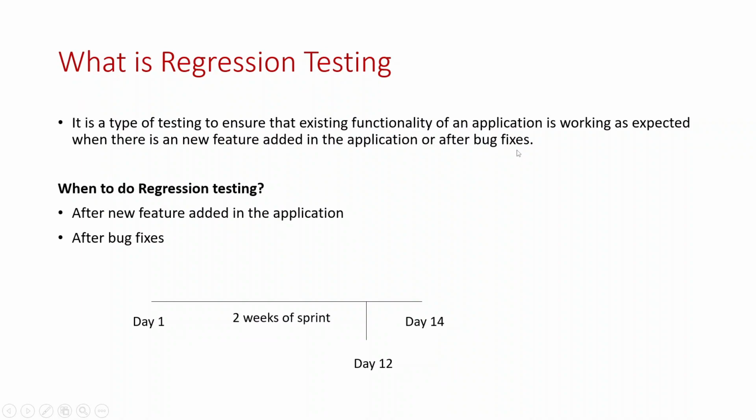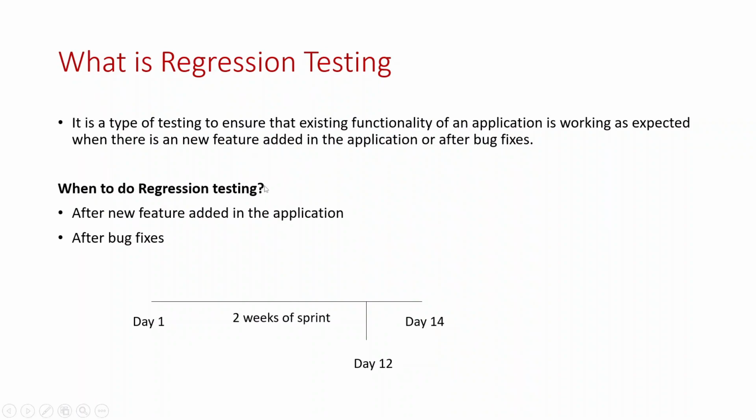As I told, whenever some new functionality is going to be implemented, or if there is a change in the requirement, or if the developer is going to do some bug fixes, there is some chance of the existing functionality breaking. So in that case we are checking to confirm that there is no impact to the existing functionality, that the existing functionality is working as expected. So for that we usually do regression testing.